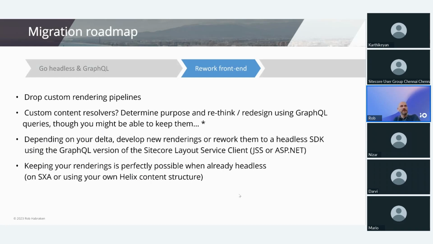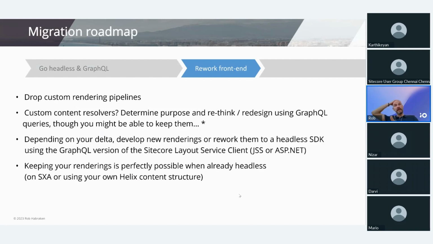For the front end, you would want to drop your custom rendering pipelines because they are no longer applicable. And your custom content resolvers all need a good look at, because they might still be functional, but it really depends on your use case. And I have a whole lot of slides for that as well to show you exactly what. So you need to determine the purpose of those and rethink or redesign them.